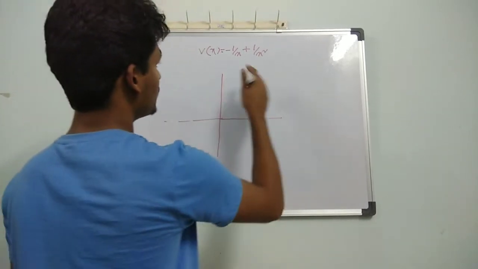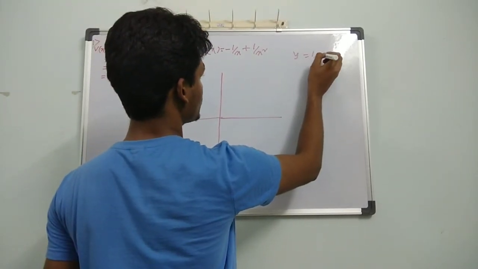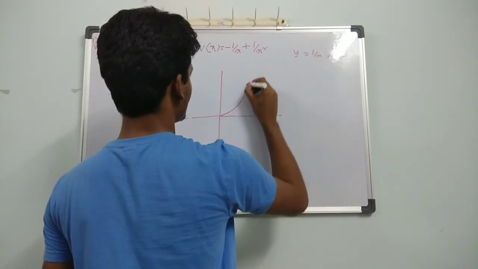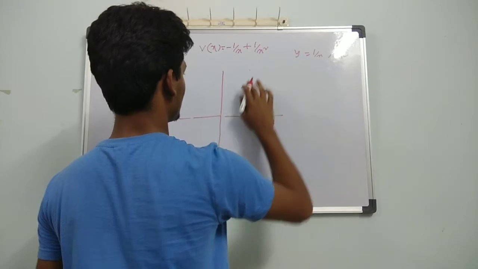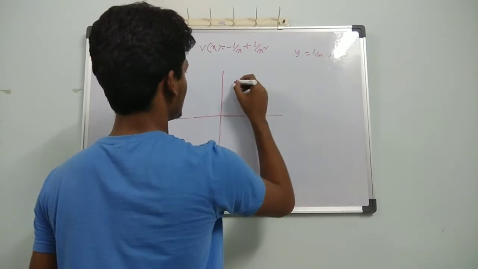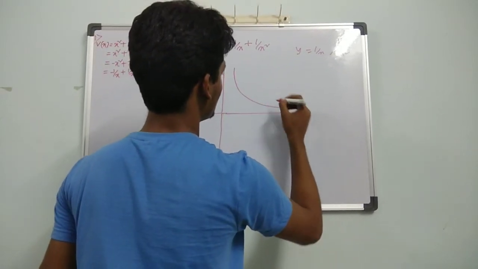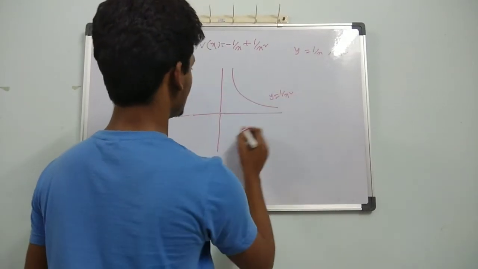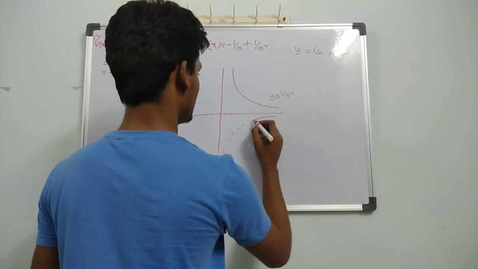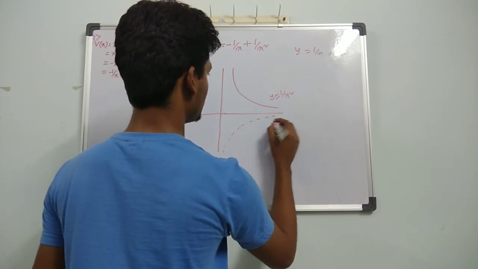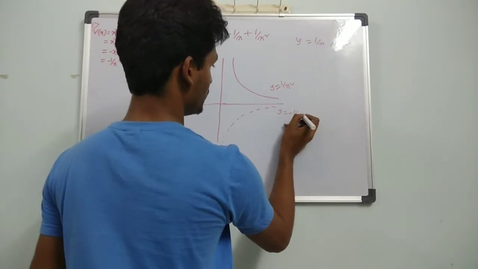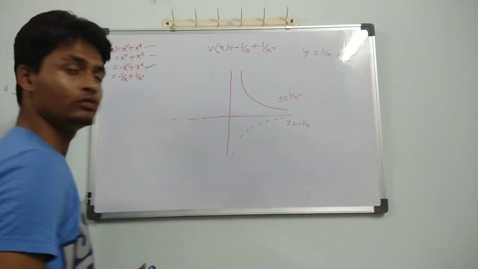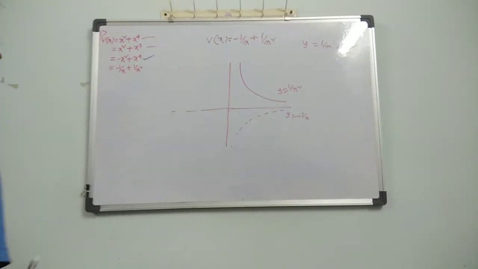So you know y equals x is 1 by x and y equals x square. So this will be your y equals x square, and this is minus x, and this will be like this, y equals minus x. So what will be my final plot?